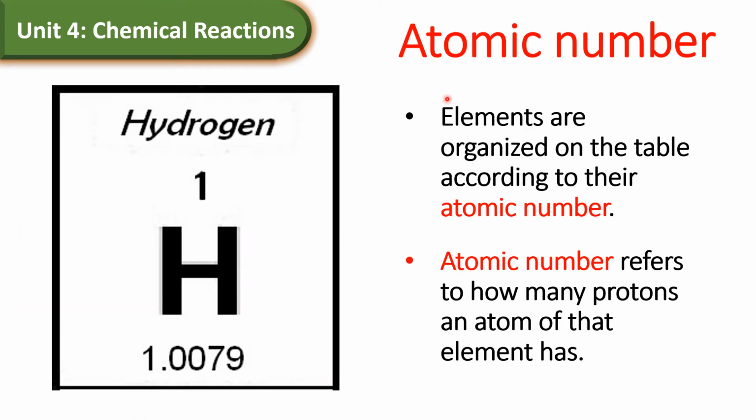The first one is your atomic number. These are elements which organize themselves according to the number that they have. That number refers to your so-called protons. In our example here, the number is 1, and the element name is hydrogen, so it means that this hydrogen atom has a proton number of 1, meaning it has only one proton.